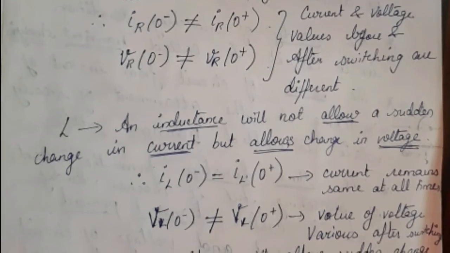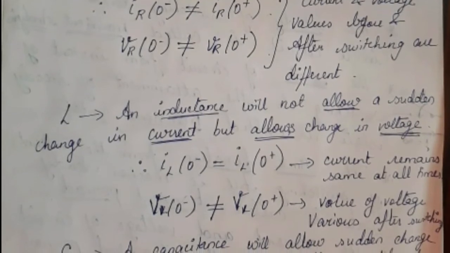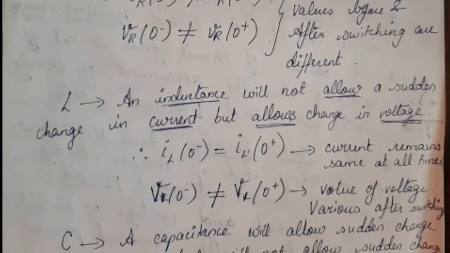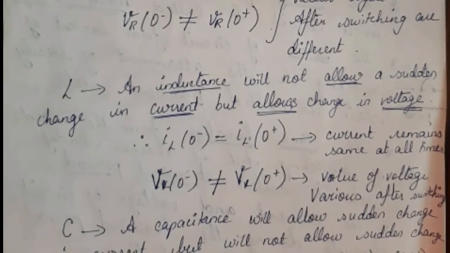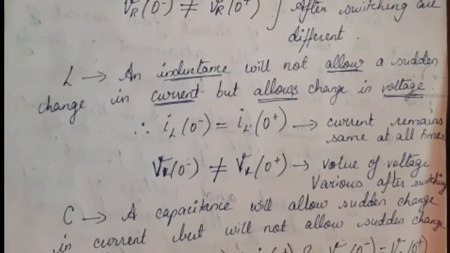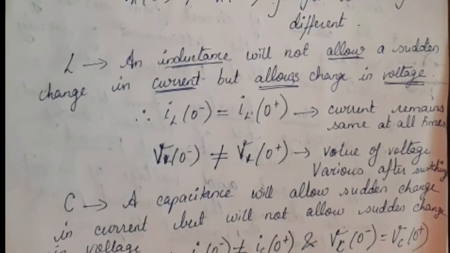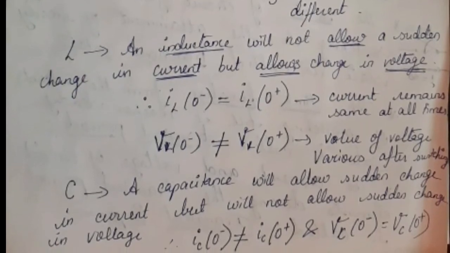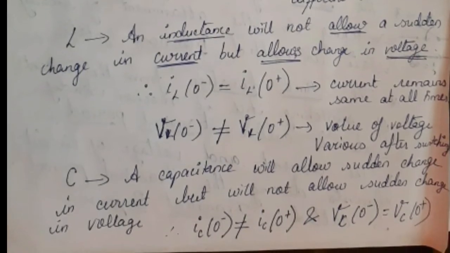If we consider an inductor, it will not allow a sudden change in the current, but it will allow a change in the voltage. That is why the current before switching is equal to the current after switching, and the voltage before switching will not be equal to the voltage after switching. That is, the value of voltage varies after switching. Now if we analyze the capacitor, it will allow sudden change in the current, but it will not allow sudden change in the voltage. That is why the current before switching will not be equal to after switching, and the voltage in the capacitor will be the same before and after switching.